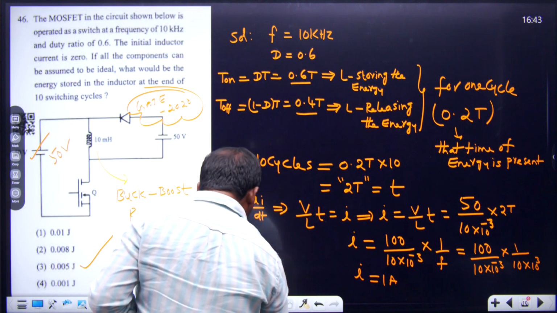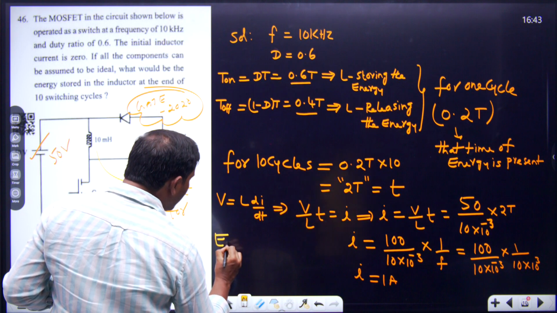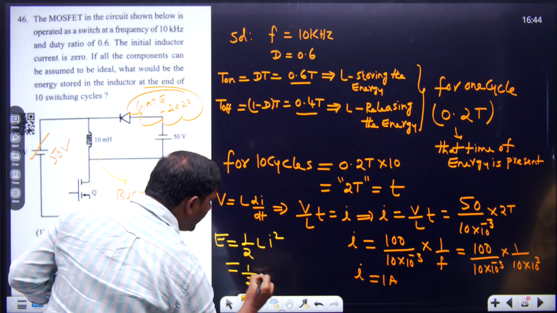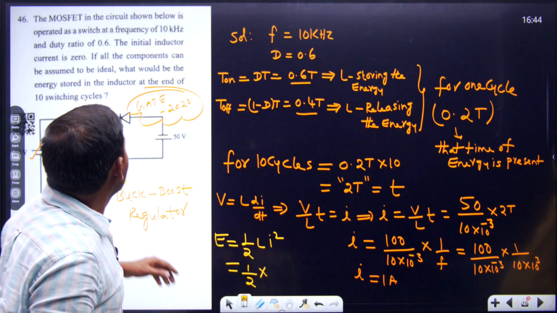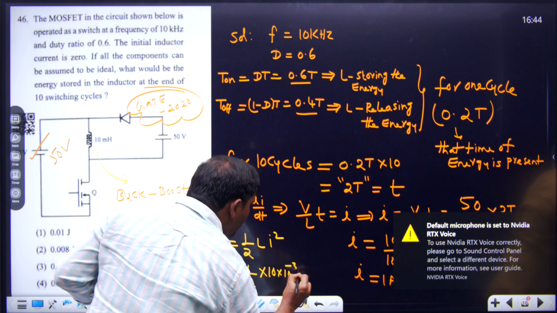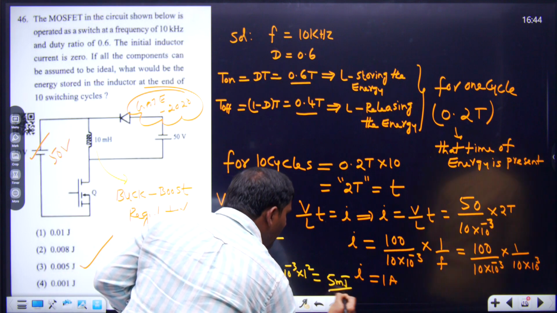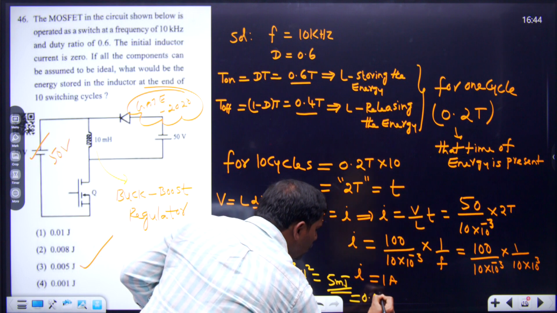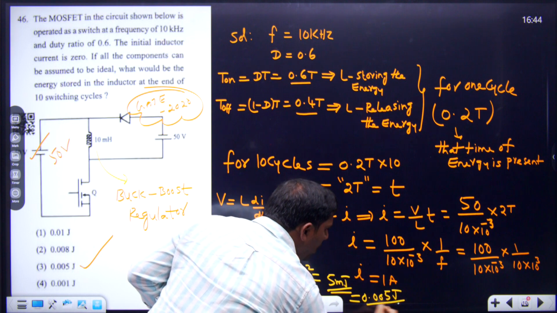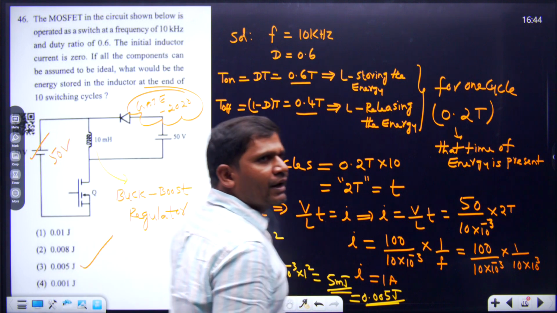But you have to calculate the energy stored. What is the energy stored, friends? The energy equal to half Li square. Half into L, how much is it given, students? The inductance is given 10 millihenry, 10 into 10 power minus 3. I is 1 ampere, that is 1 square. This is equal to 5 millijoules. The answer is 5 millijoules, that is 0.005 joules. Then option 3 is correct.